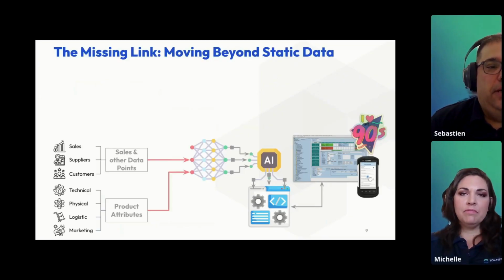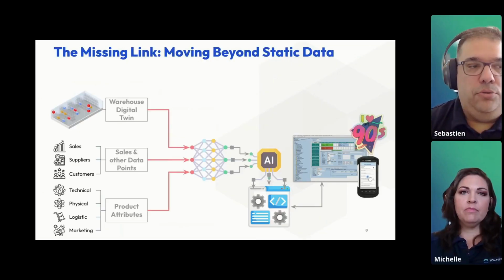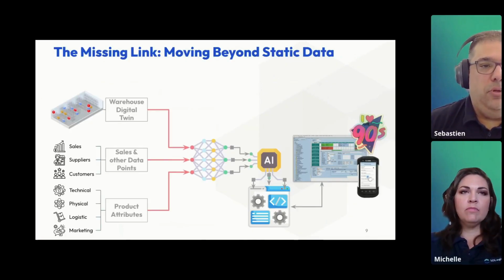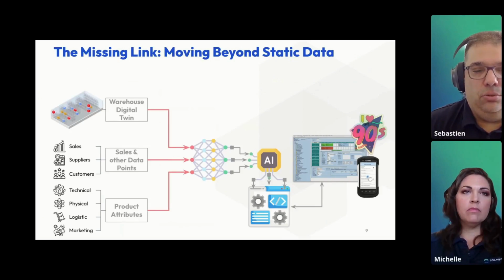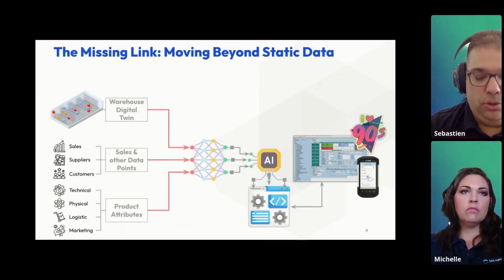So what we're doing at 3D Logistics is we bridged a gap, or we brought in another dimension which hasn't necessarily been considered so far, and that's the digital twin part. So the digital twin brings in the other side of the warehouse, where your parts and items are going to be stored.